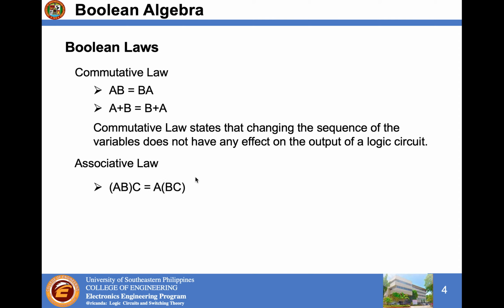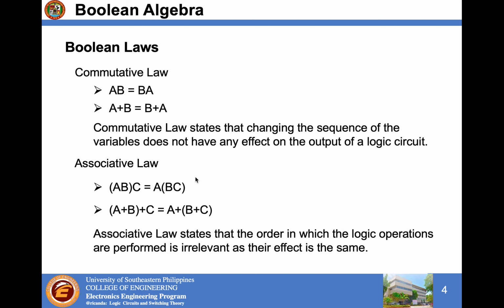The second law that we have is the associative law. If we have A AND quantity B AND C, that is the same as quantity A AND B, then AND C. Or if we have quantity A OR B, then OR C, that is the same as A OR quantity B OR C. So the associative law states that the order in which the logic operations are performed is irrelevant, as their effect is the same.